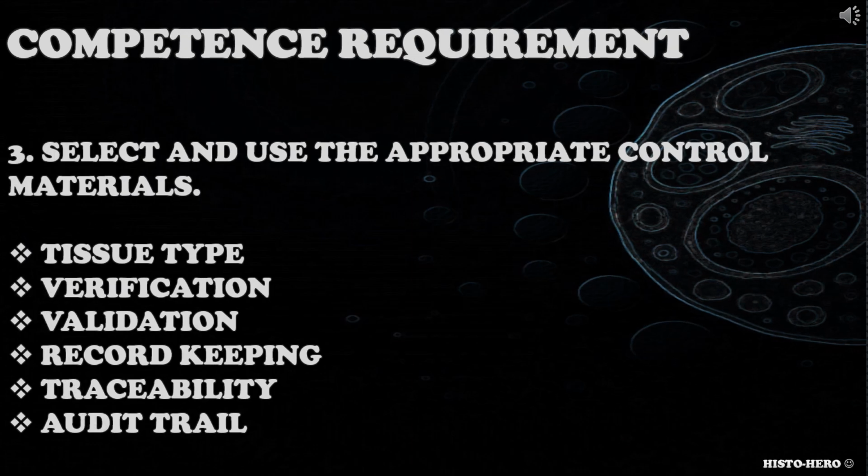The third competence requirement is for you to select and use the appropriate control materials. What control material do you use for each demonstration method? How do you maintain audit trail for control material used? How do you produce appropriate control material for each demonstration method? Consider tissue types, verification, validation, record keeping, traceability, audit trail.